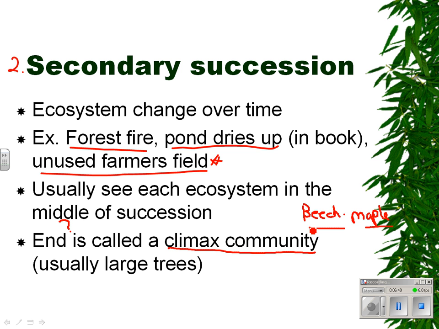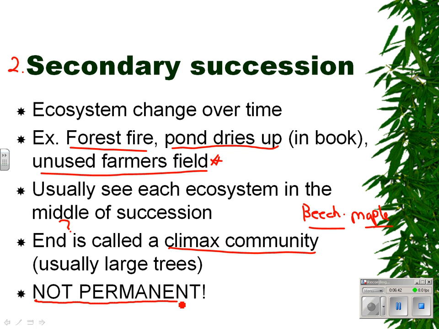Now the key here is that this is not a permanent thing. Okay? The climax community can constantly change. Trees die, other trees grow. The environment changes a little bit, so you get a slightly different kind of tree growing, whatever. But here in Michigan, our climax community tends to be a beech maple forest. A couple examples.